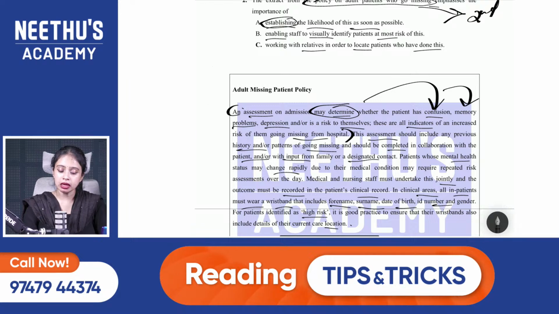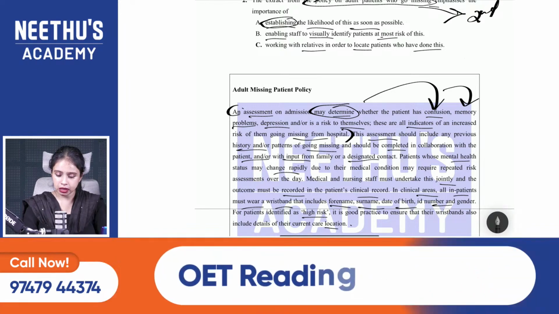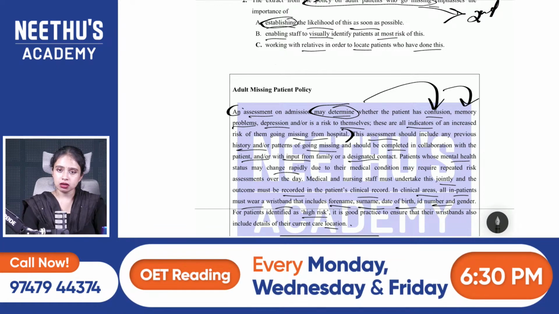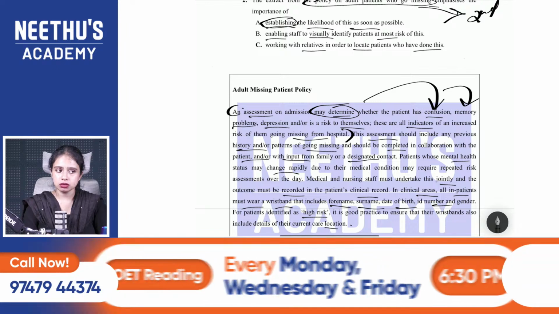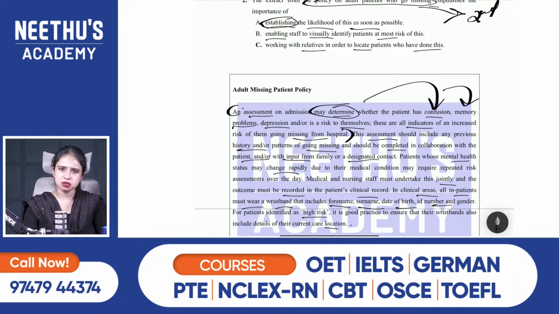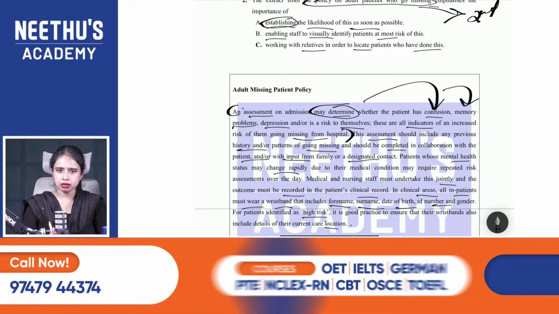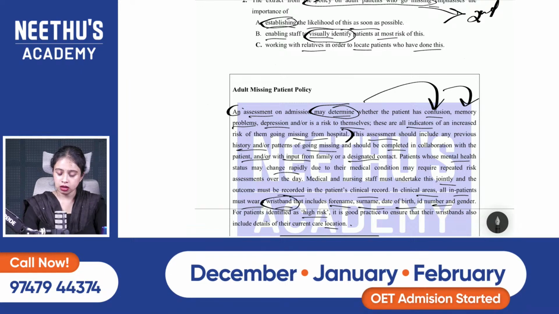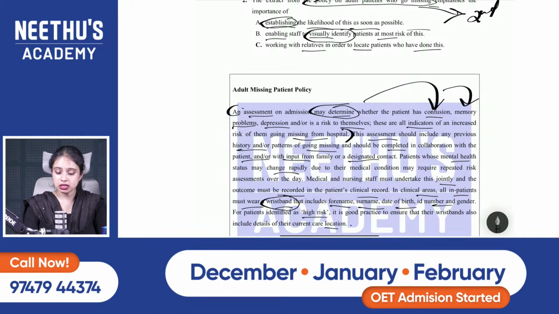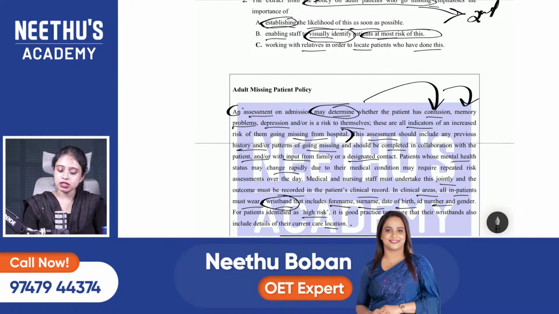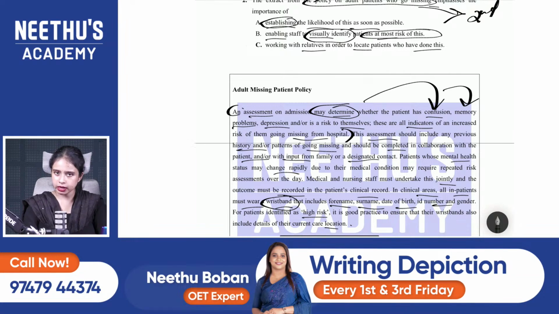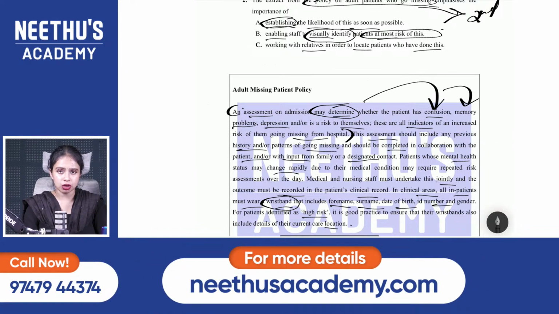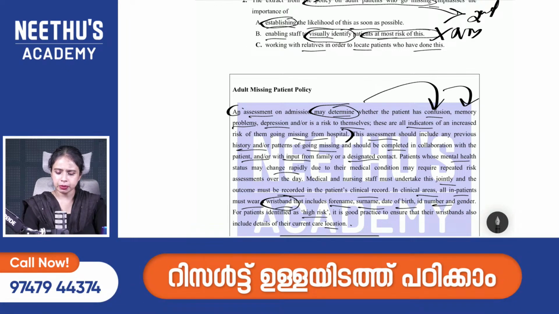And what about option B? Enabling staff to visually identify patients at most risk of this. We are helping the staff to visually identify. Only visual identification is mentioned, that means the wristband. Other than that, helping the staff visually identify patients at most risk is not mentioned in the paragraph.